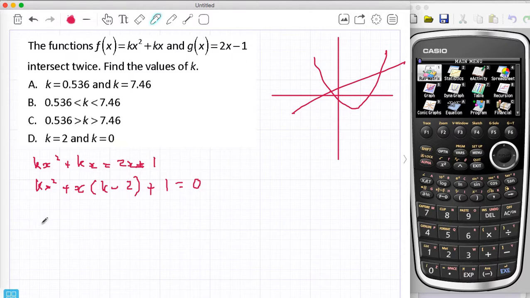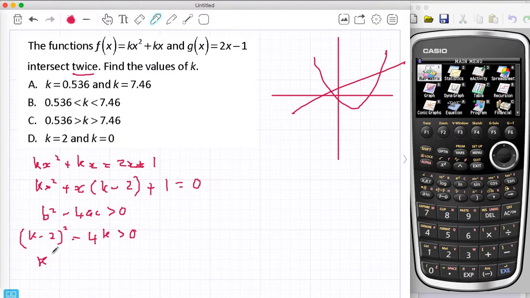So now I've got this, because it intersects twice, I've got two solutions. I know my discriminant is b squared minus 4ac. The discriminant is greater than 0. So I'm now going to put the b into here, so I get k minus 2 squared minus 4ac, so it's minus 4k, is greater than 0, because c is 1 and a is k.